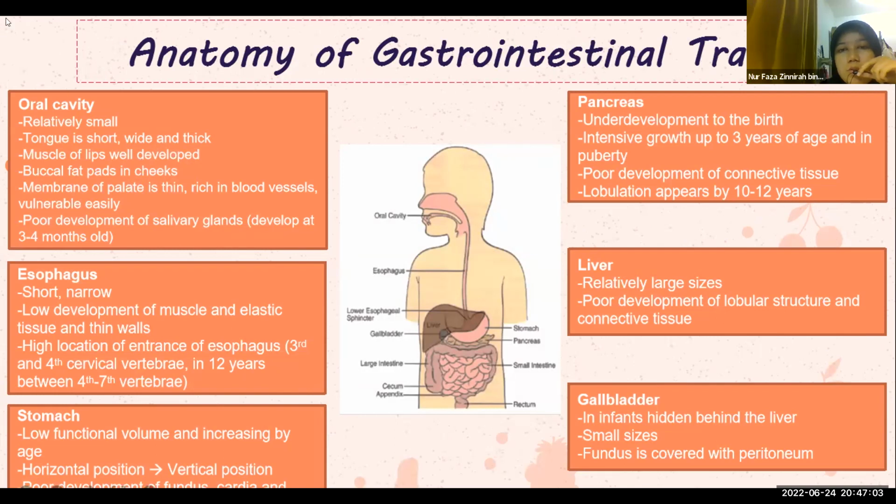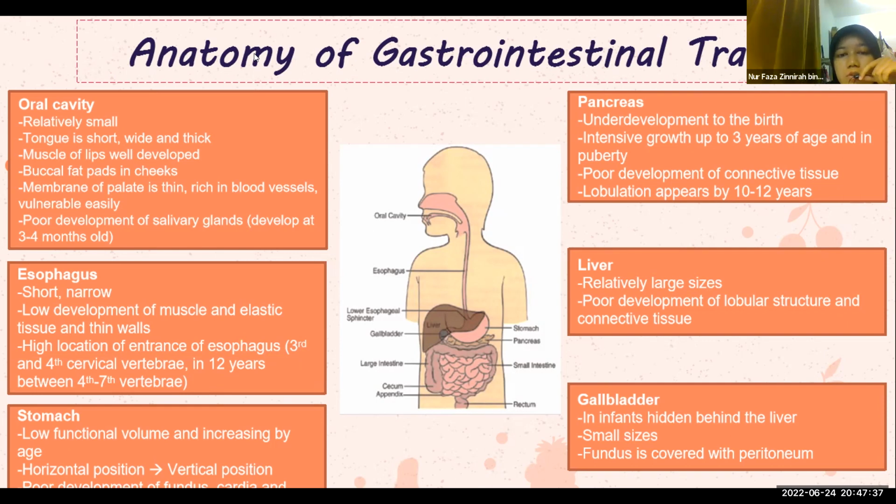Okay, so let's go through the anatomy of the gastrointestinal tract. The GIT started from the oral cavity and it will end with the rectum and anus. The liver, pancreas, and gallbladder will directly communicate with the GI tract by the ducts that will join with the duodenum. So in the oral cavity, the oral cavity is relatively small. They have a short, wide, and thick tongue, and the muscle of the lips are well developed. And then they also have buccal fat pads in the cheeks. They will become atrophy at 4 years old.